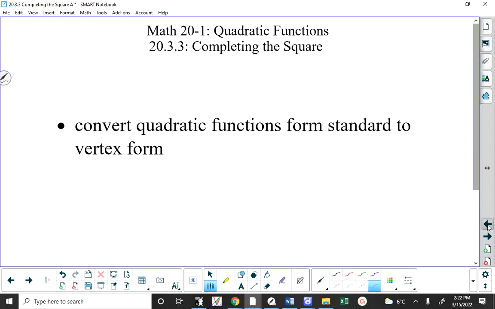So this goal that you're looking at here pretty much summarizes what completing the square is. Completing the square is a verb. It's something we do. It's an action word. What does it accomplish? Well, it accomplishes taking a standard form of a quadratic function and turning it into the vertex form. Okay.